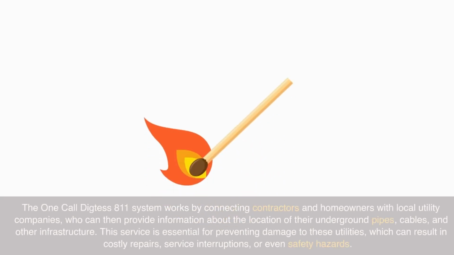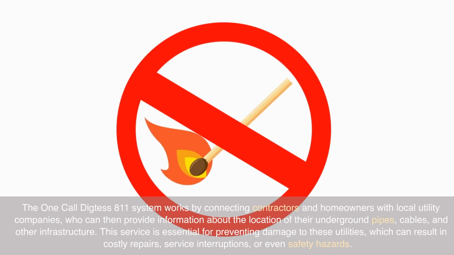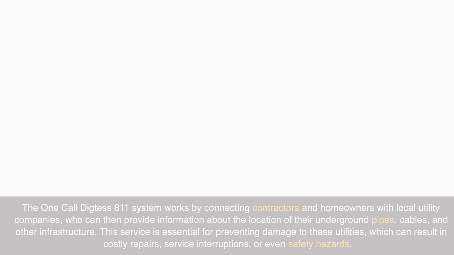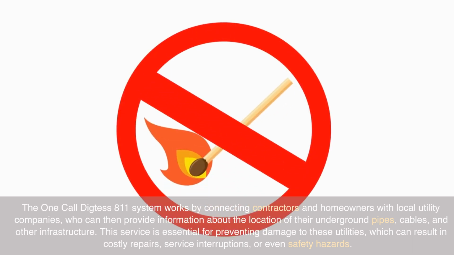The One Call Dig Test 811 system works by connecting contractors and homeowners with local utility companies, who can then provide information about the location of their underground pipes, cables, and other infrastructure. This service is essential for preventing damage to these utilities, which can result in costly repairs, service interruptions, or even safety hazards.